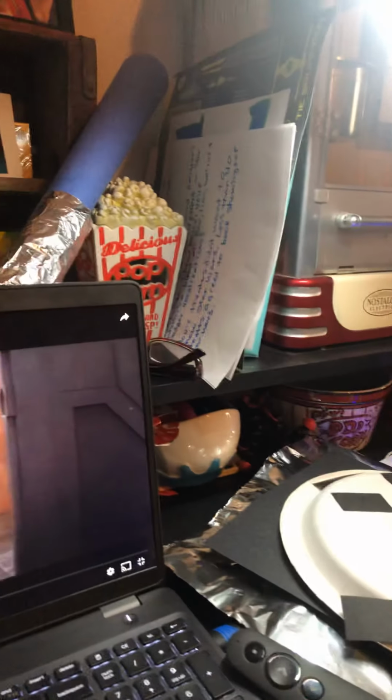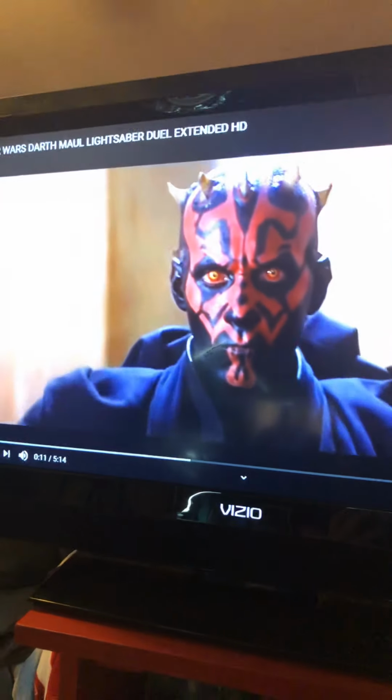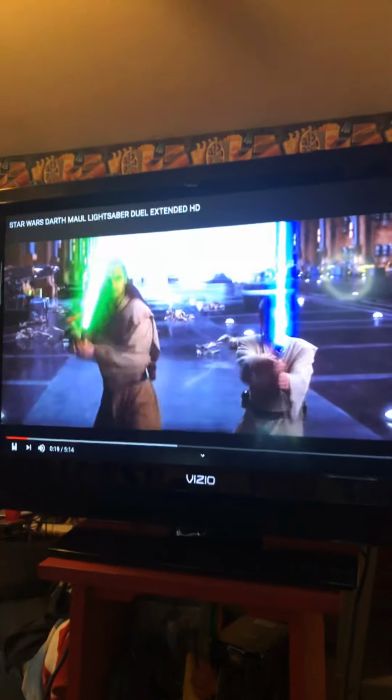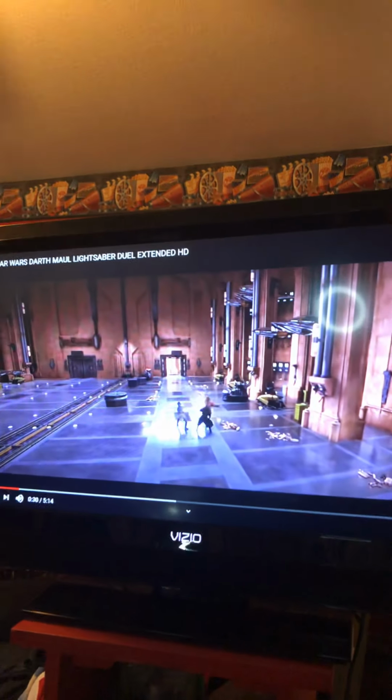So let me flip this around here. Okay, hold on. Oops. There's Obi-Wan, there's Darth Maul. He has a cool lightsaber, a double lightsaber. So there's a little bit of Darth Maul's lightsaber battle, which is also awesome.